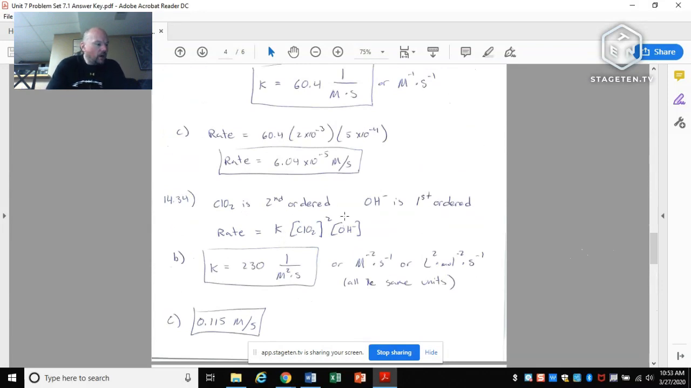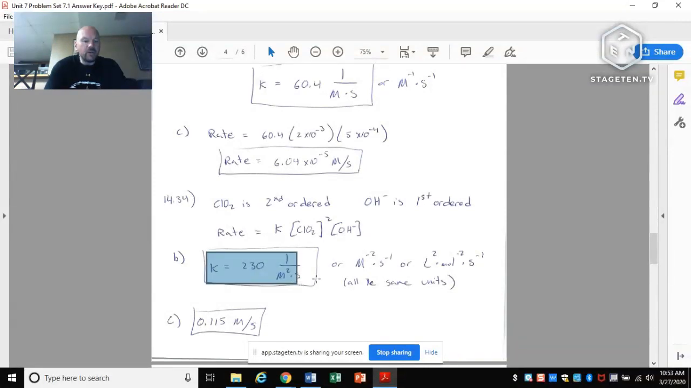So again, 0.06 squared times 0.03, and then 0.0248 divided by whatever that came out to be, 1.08 times 10 to the negative 4. And it comes out to be, in your calculator, 229.629, so rounded to 230 for 2 significant digits.